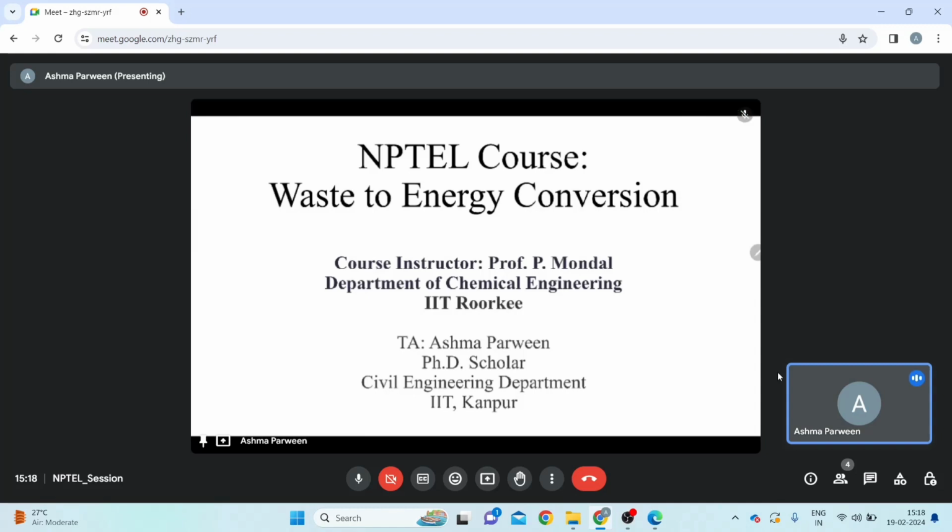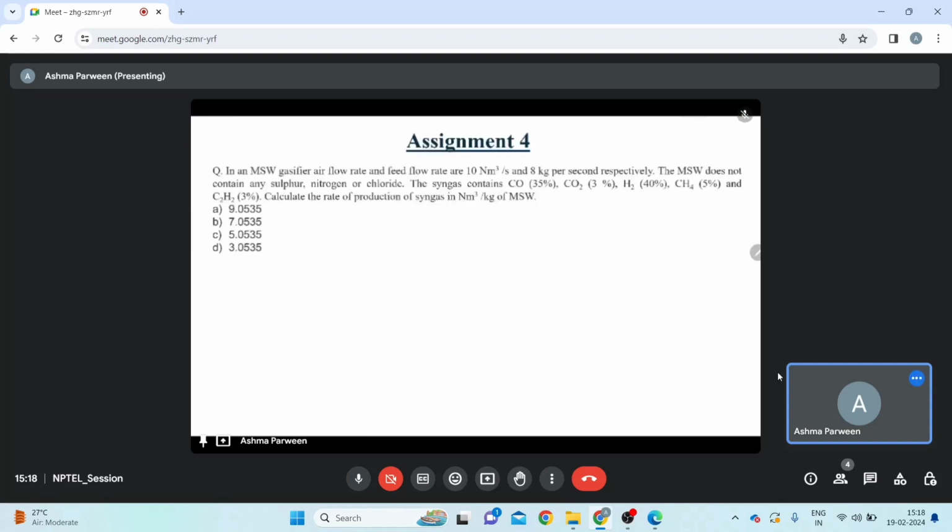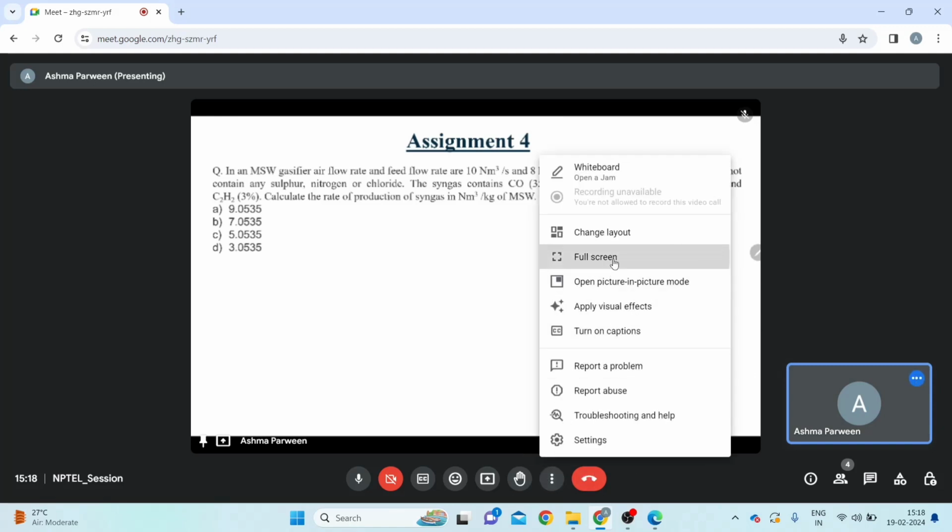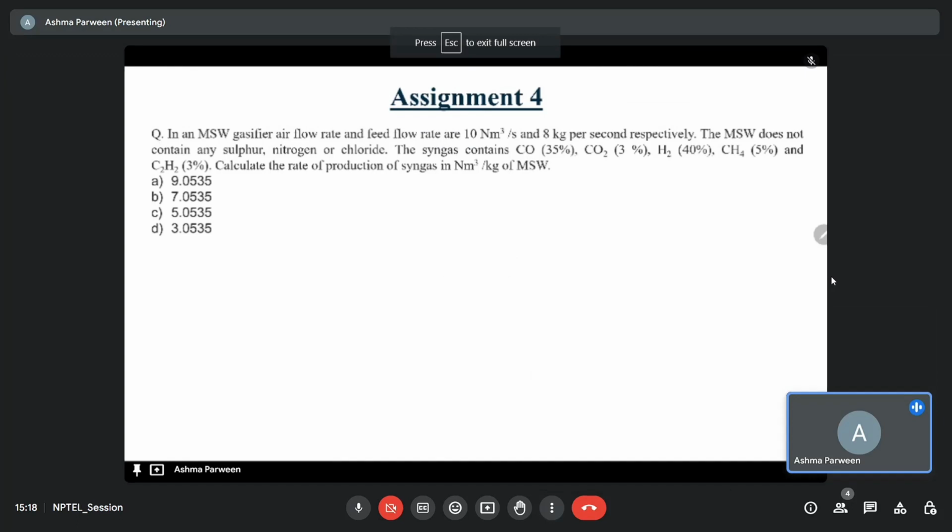So let's go directly to the questions. The first question is a numerical type. In an MSW gasifier, the air flow rate and feed flow rate are given. The MSW does not contain any sulfur, nitrogen or chloride. The syngas contains 35% carbon monoxide, 3% carbon dioxide, 40% hydrogen, 5% methane and 3% acetylene. Calculate the rate of production of syngas.